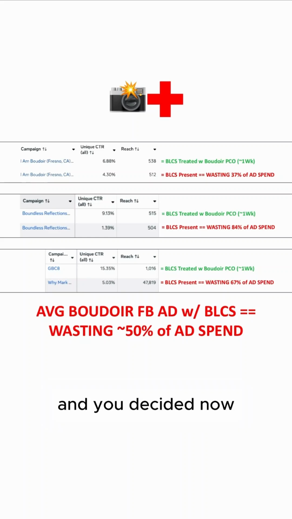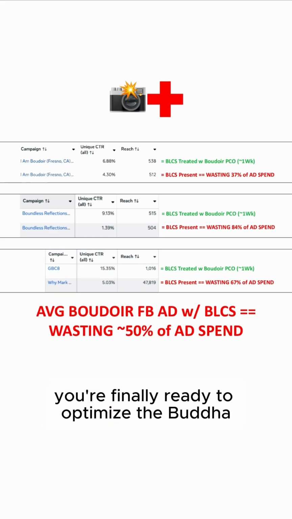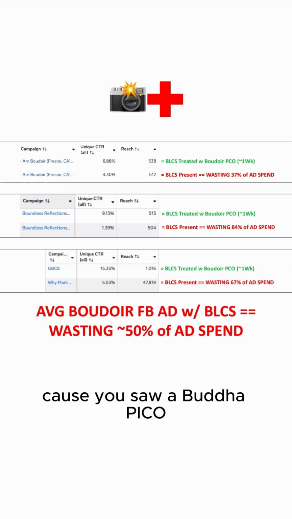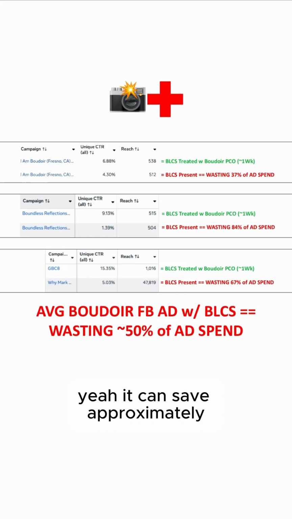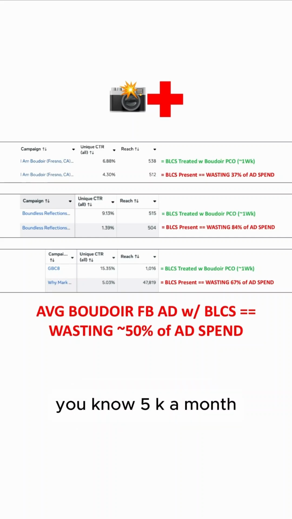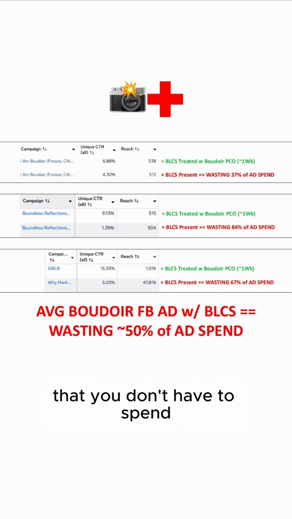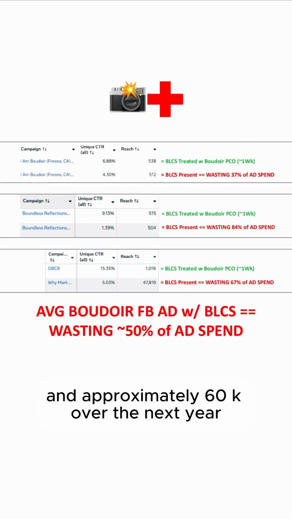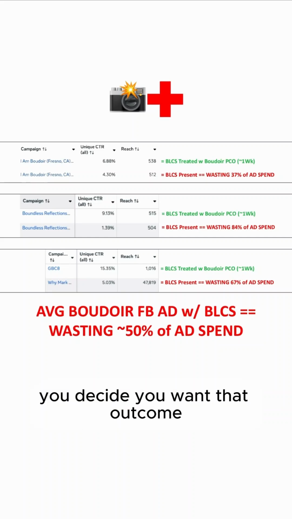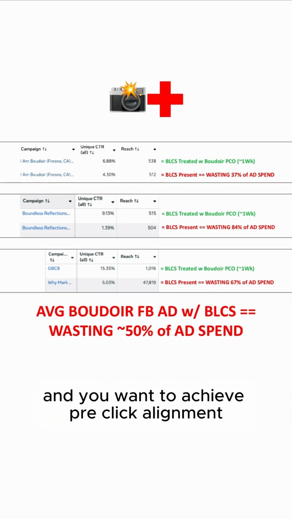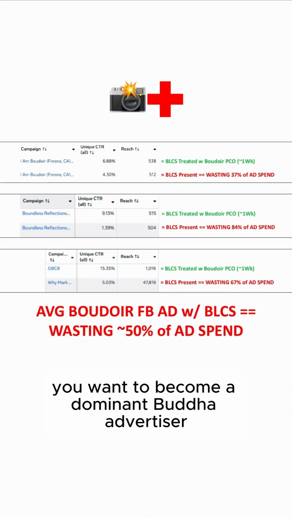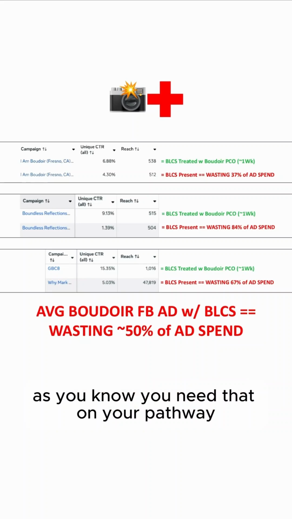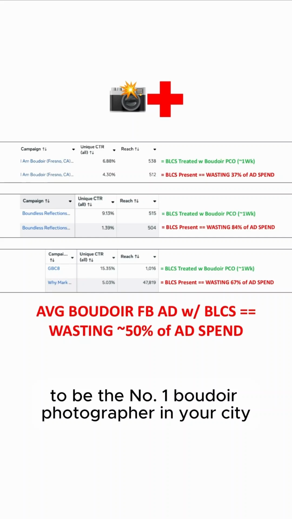And you decided now you're finally ready to optimize the Boudoir Facebook ad side of your business because you saw with Boudoir Pico, yeah, it can save approximately 5K a month. Put that back in your pocket, so it's not being wasted. And approximately 60K over the next year. You decide you want that outcome, and you want to achieve pre-click alignment. You want to become a dominant Boudoir advertiser with Boudoir Brain Entry Boost. As you know, you need that on your pathway to be the #1 boudoir photographer in your city.